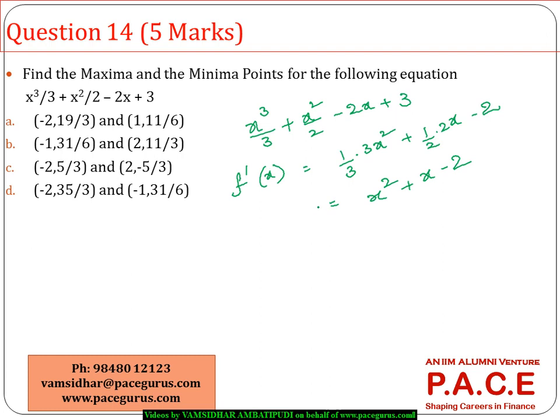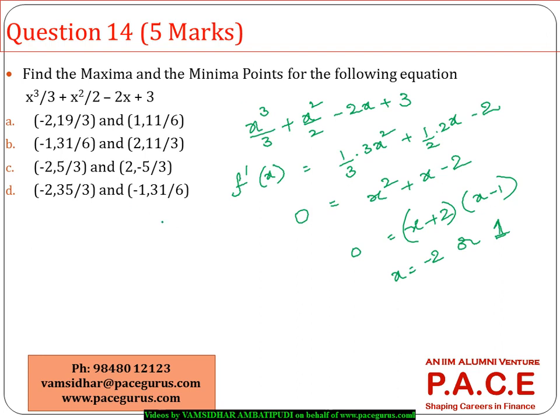Whenever the question is about finding the maxima or minima, you equate the first derivative to 0. So x squared plus x minus 2 equal to 0. Using our quadratic equation solving mechanism, I can write this as x plus 2 into x minus 1 equal to 0, which means x equal to minus 2 or x equal to 1.